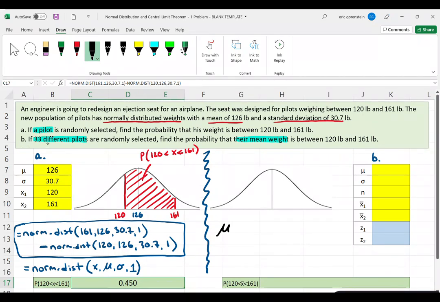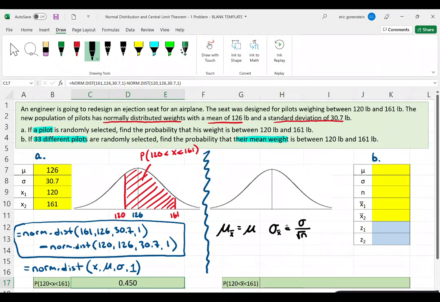Now, the central limit theorem says that the mean of the sample means will be equal to the population mean. But the standard deviation of the sample means will not be equal to the standard deviation of the population. It will actually be less. It will be equal to the standard deviation of the population, sigma, divided by the square root of the sample size.